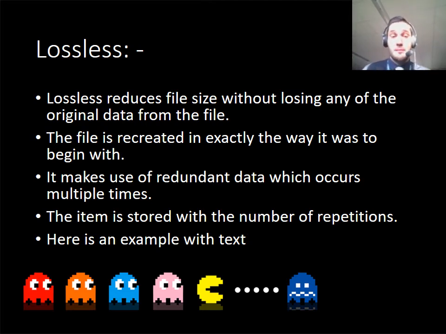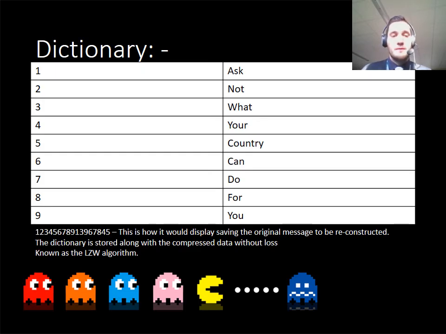I'm just going to show you an example here. I've got here 1, 2, 3, 4, 5, 6, 7, 8, 9. So a dictionary is created, and I've got here, ask not what your country can do for you. These are the words that will be repeated, and you can see over here, 1, 2, 3, 4, 5, 6, 7, 8, 9. But what this sentence is actually saying is, ask not what your country can do for you, ask what you can do for your country. Because those words are repeated, rather than using the bits necessary to repeat the word, it uses the dictionary and links those together. And this dictionary is stored without loss so that all the data can be recreated.